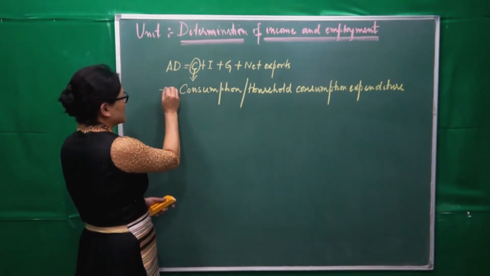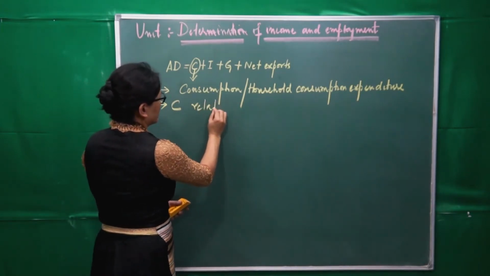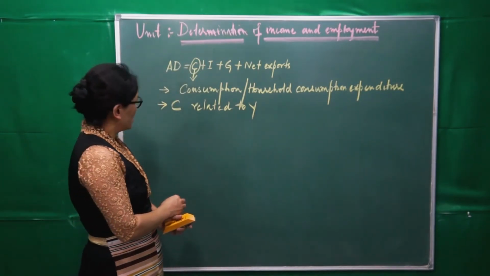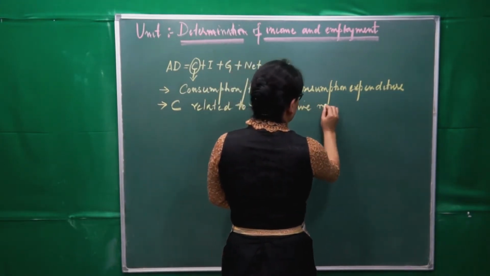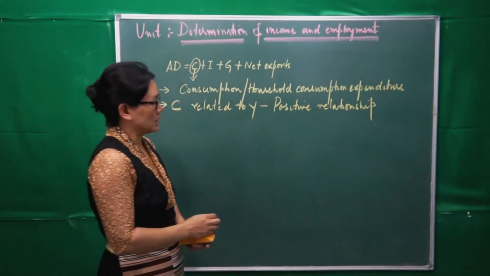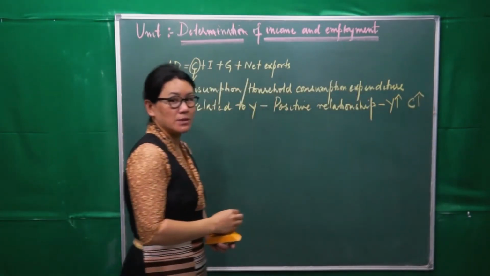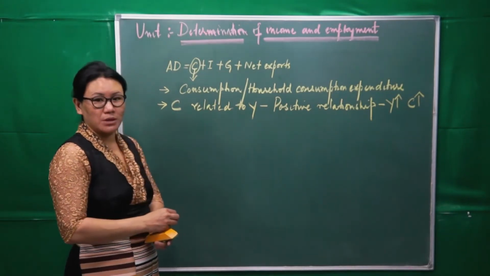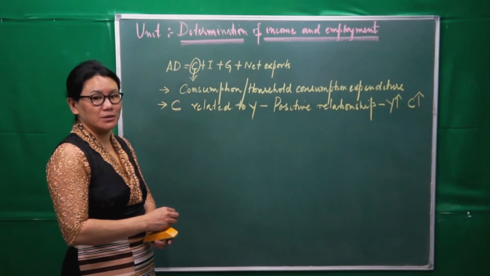Now, this one, consumption, it is related to income. C is related to income. It has a positive relationship. We can see here a positive relationship between C and Y. When we say positive relationship, it means when income increases, consumption also increases. Income decreases, consumption also decreases. So this shows positive relationship. These are directly related to each other. Is that clear? Okay.